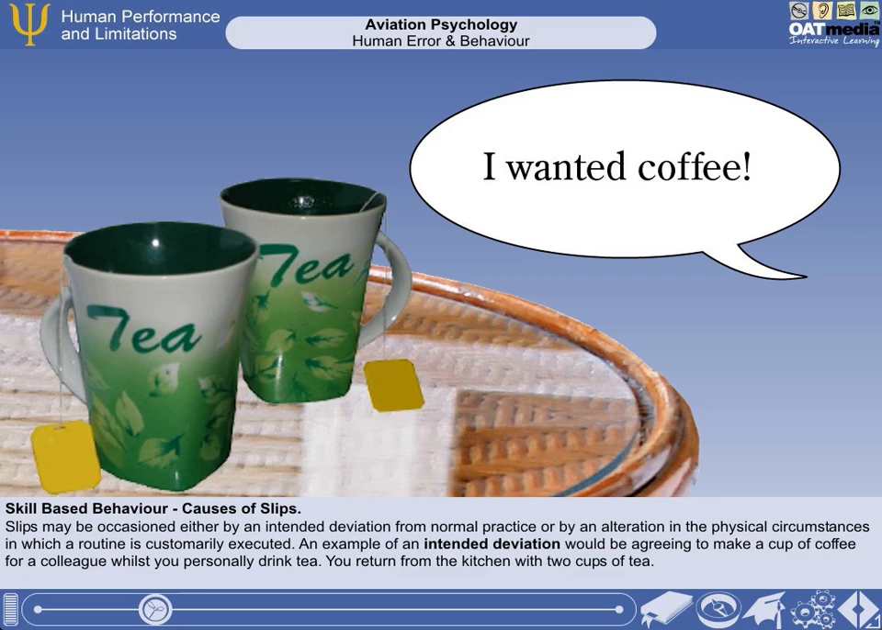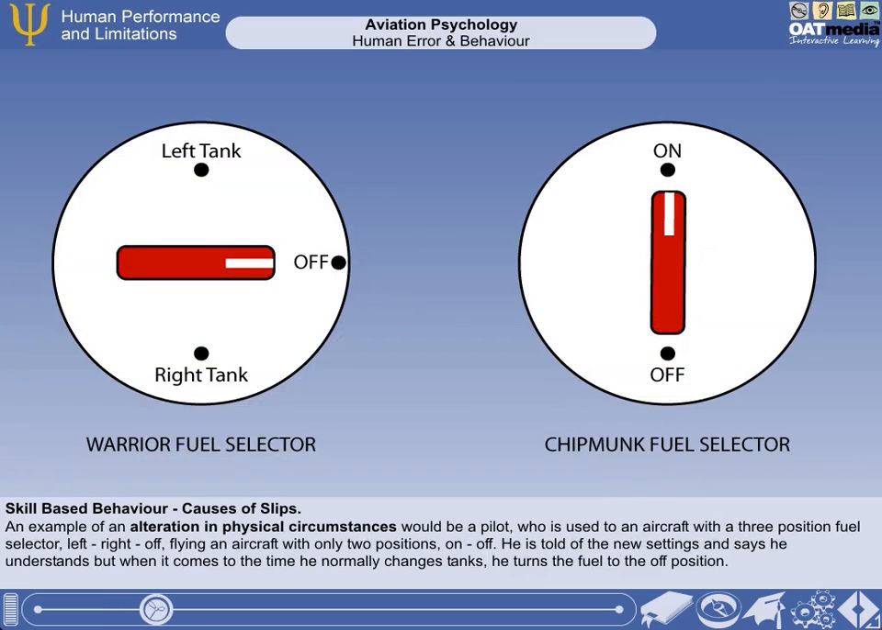An example of an intended deviation would be agreeing to make a cup of coffee for a colleague, whilst you personally drink tea. You return from the kitchen with 2 cups of tea. An example of an alteration in physical circumstances would be a pilot who is used to an aircraft with a 3-position fuel selector, left, right, off, flying an aircraft with only 2 positions, on, off. He is told of the new settings and says he understands, but when it comes to the time he normally changes tanks, he turns the fuel to the off position.